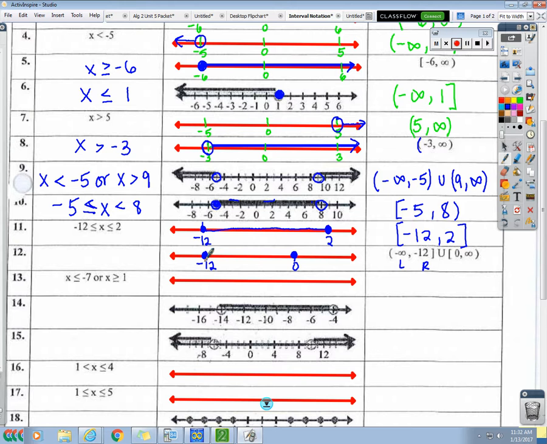So this is the furthest right it goes. Everything else is this way, -infinity. And then over here it goes from 0 to infinity, so from 0 to the right. Now we write those over here separately. The x is less than or equal to -12, or the solutions are greater than or equal to 0.